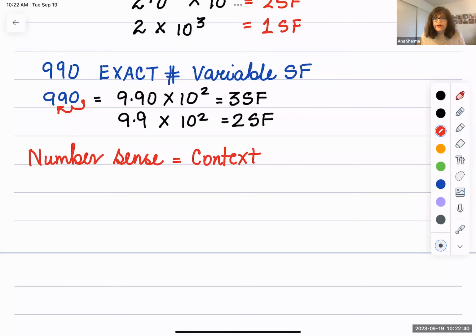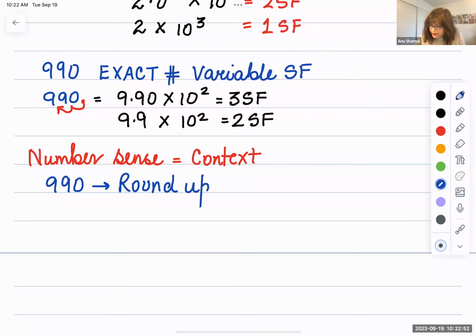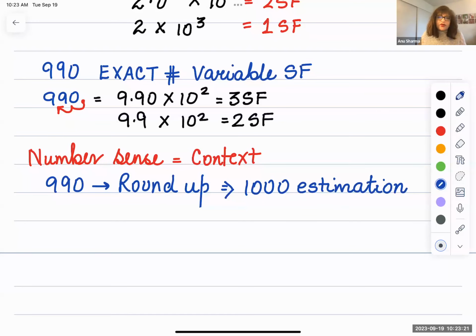If they're cooking the food, a chef can round up. 990 can be rounded up, right? So round up 990, what does it become? Roughly 1000. In mental math, it's easy to do the calculations using 1000. So for mental math, this estimation works. Who is using it? A chef, or someone just guesstimating something. So for estimation, this is a good thing to do.